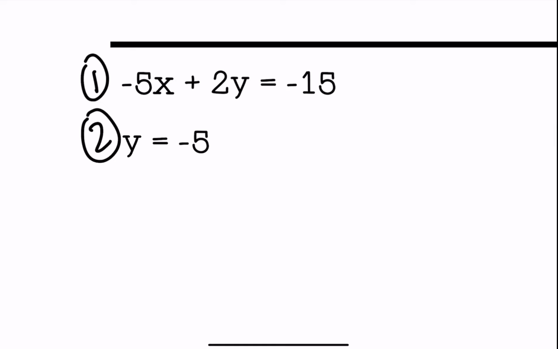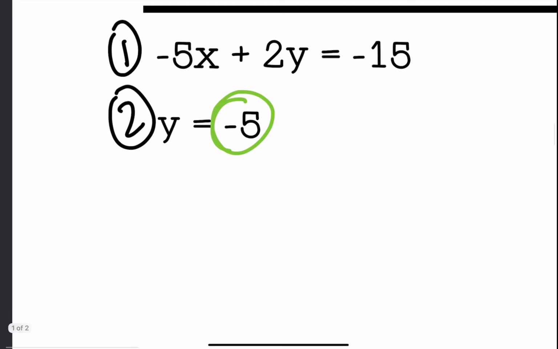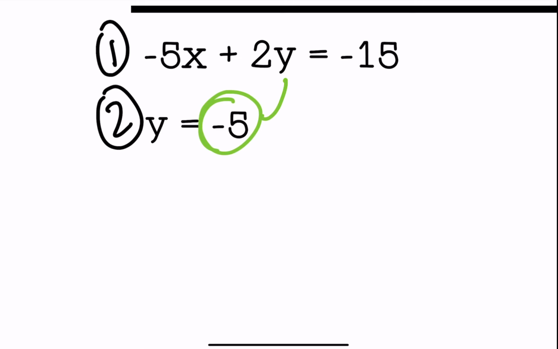All right, so we got our first equation, we got our second equation. So we have -5x plus 2y equals -15, and then we have y equals -5. Y equals some stuff. That stuff is -5. That is a nice number. So what I'm going to do is write that in my solution. -5 is y's number. So we're going to figure out x's number by taking this -5 and plugging it in for the y in the other equation.